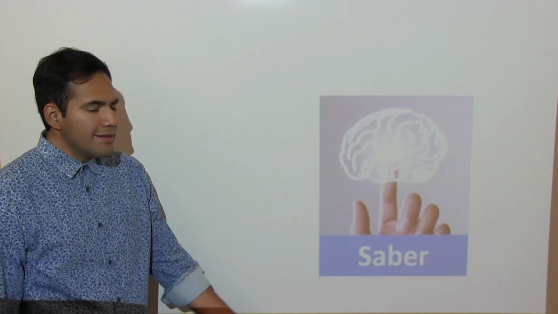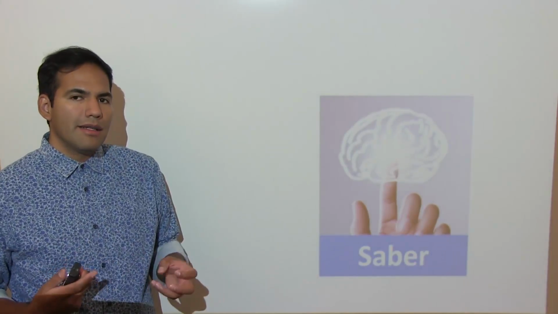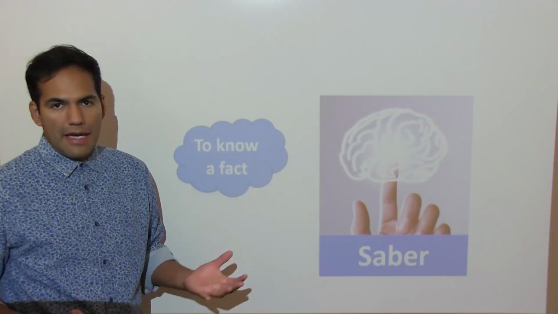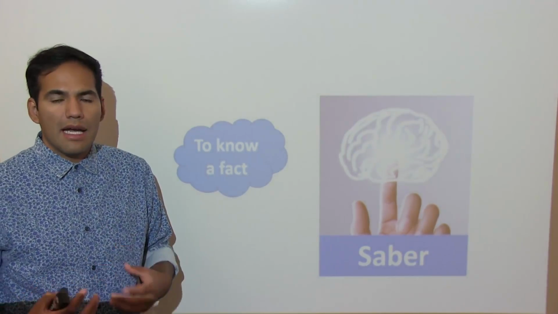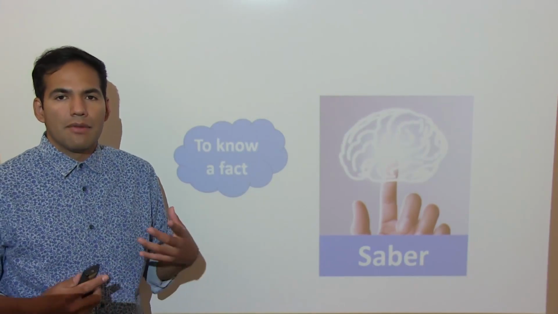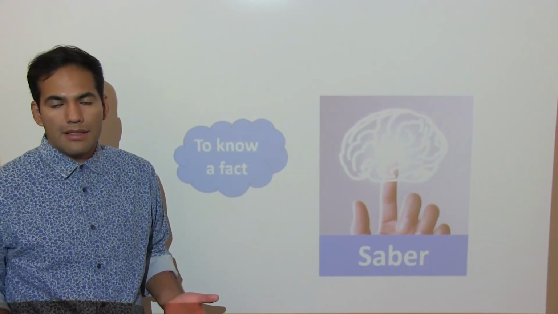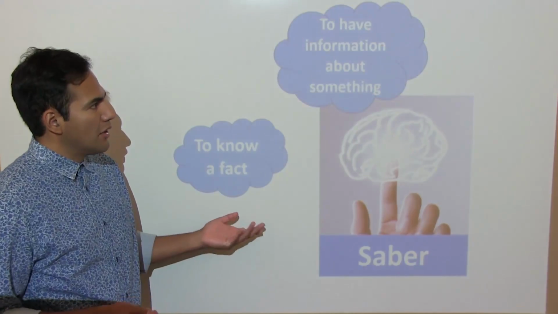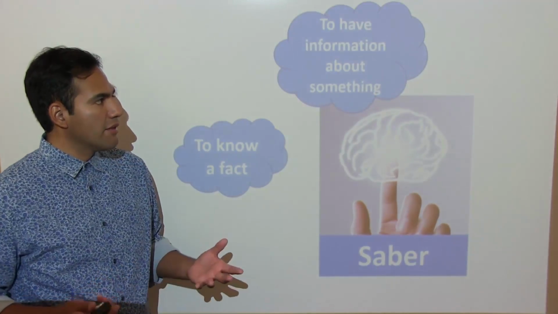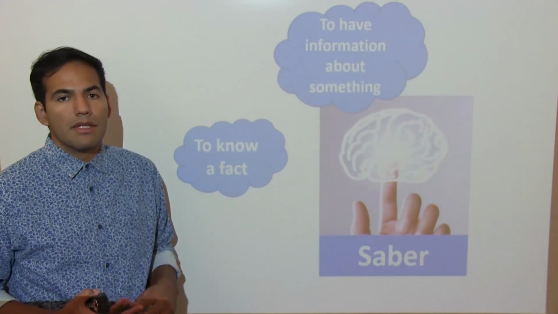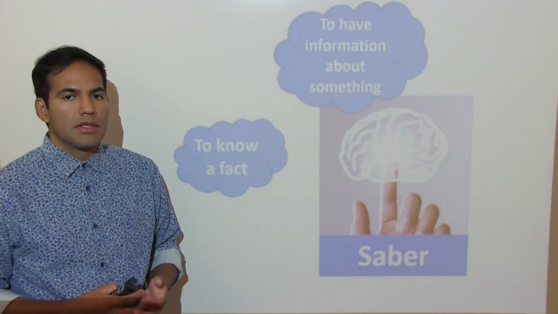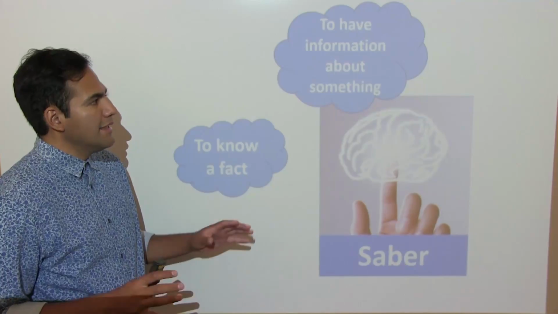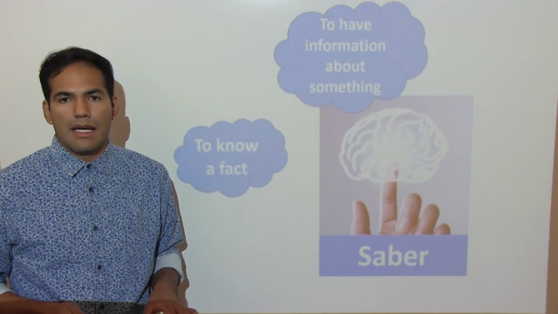Perfect. So now let's talk about the verb saber and what are the main characteristics. So the first one is to know a fact. Whenever you know any type of information, any type of knowledge that you have acquired, it's always going to require the use of saber. Another characteristic is to have information about something. For example, to know a phone number, to know a home address, to know a website, etc. Any type of information that you might have.